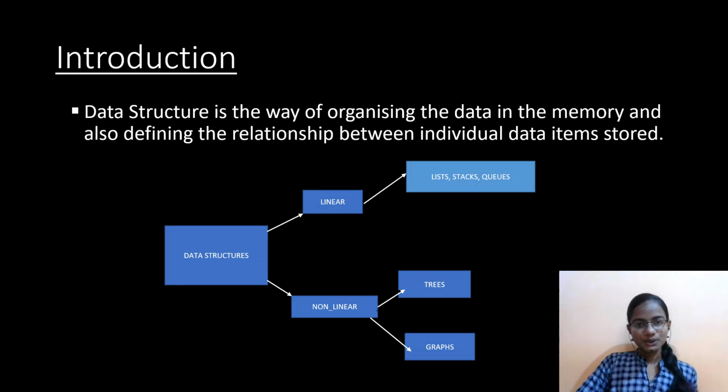Unlike linear data structure, non-linear data structure is arranged in a hierarchical manner where the elements will be connected to one or more elements. So the data structure is of linear and non-linear. In linear, we have list, stack and queue, whereas in non-linear, we have trees and graphs. Now in this presentation, we are going to see in detail about stack.